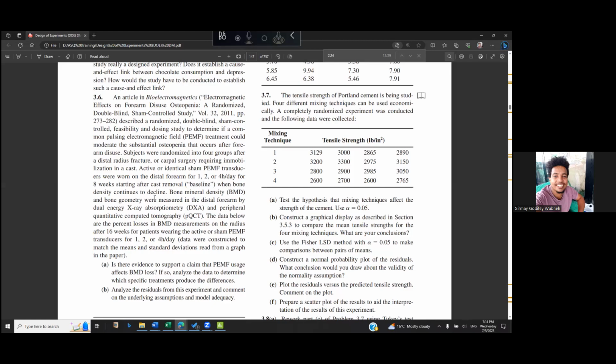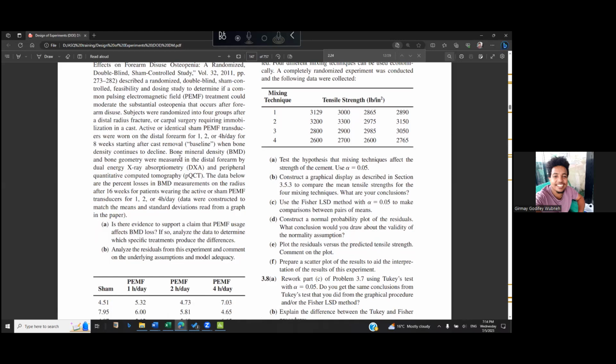When bone density continues to decline, bone mineral density or BMD and bone geometry were measured in the distal forearm by dual energy X-ray and peripheral quantitative computed tomography. The data below are the percent losses in BMD measurements on the radius after 16 weeks for patients wearing the active or sham PMF transducers for 1, 2 or 4 hours per day.